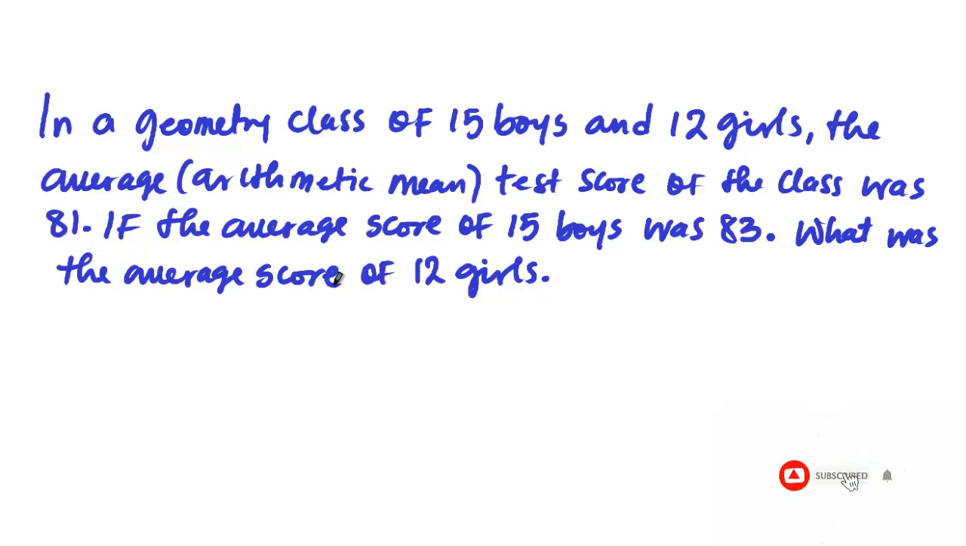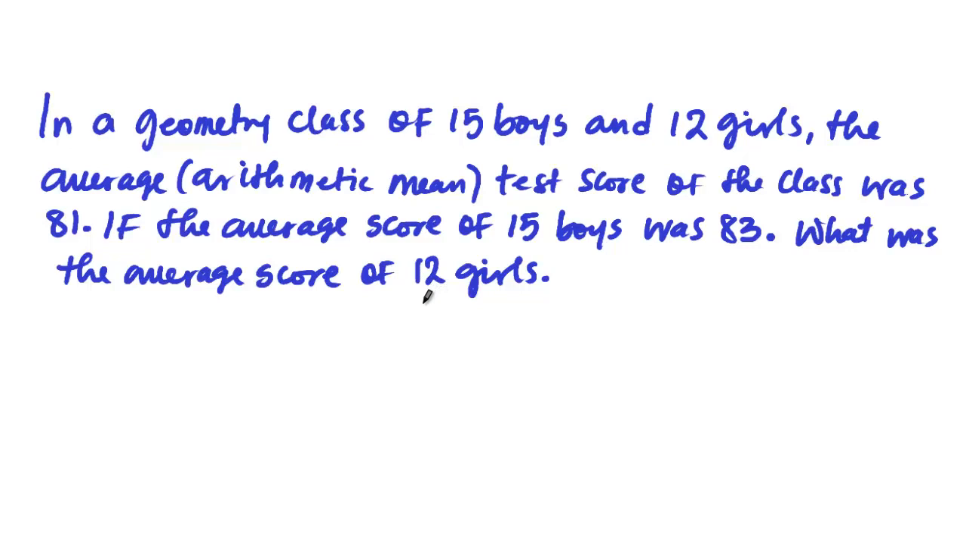So in this video, this question says: in a geometry class of 15 boys and 12 girls, the average, which is the arithmetic mean test score of the class, was 81. If the average score of the 15 boys was 83, what was the average score of the 12 girls?